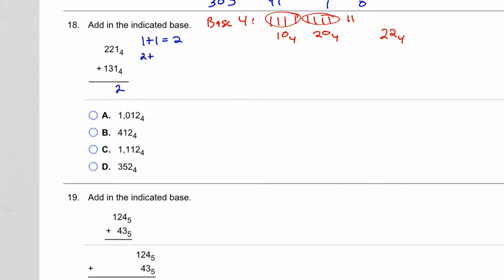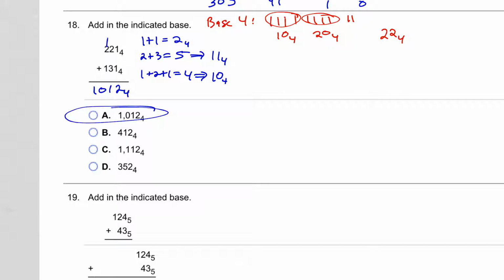2 plus 3 is 5, which means we just made a set. So that right there is 1 set with 1 remaining. Okay? So we're going to write 1, 1. And then we have 1 plus 2 plus 1, which is 4, which is a complete set. So that's going to be 1, 0. Final answer, 1012, base 4.